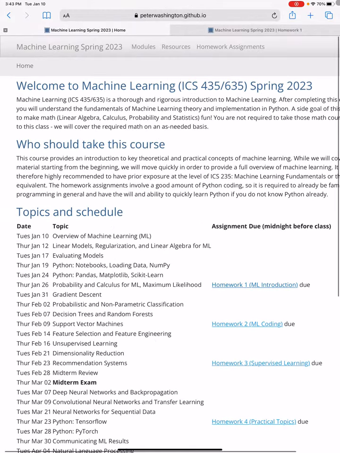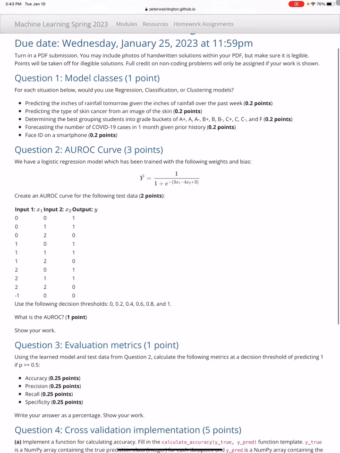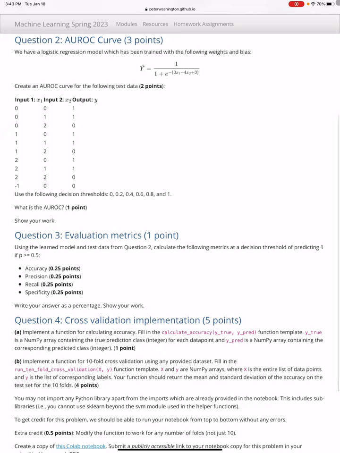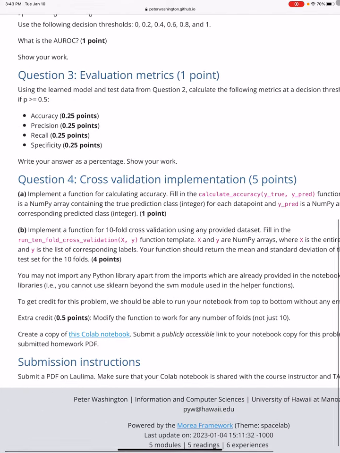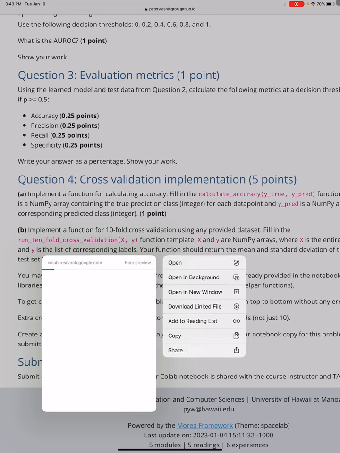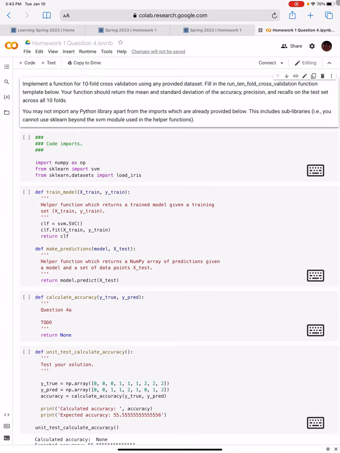In terms of how the homeworks look, the first few questions tend to be a little theoretical. So here, we'll go over this. We'll learn this stuff in the future. And then there's a final coding question, which is on Google Colab. Who's used Google Colab before?